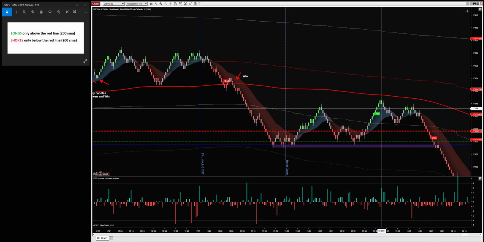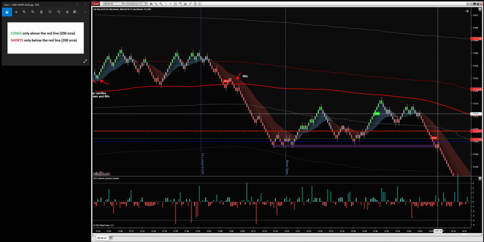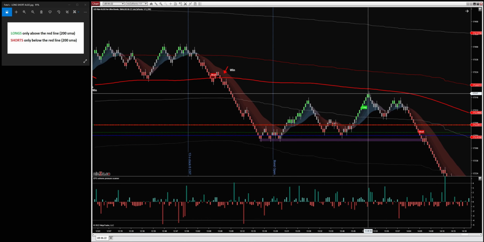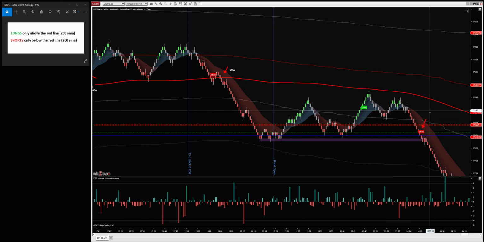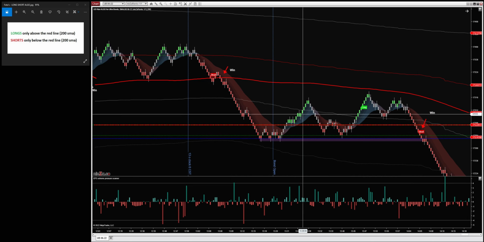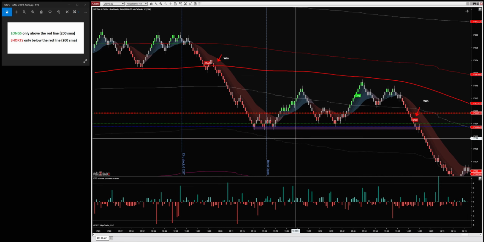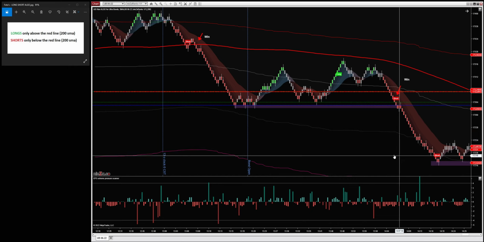we got no signals. This long we let pass. We don't take it because we are below the 200. Again, another win. This is bond open. First win, second win. This is a big winner. This is a big winner.